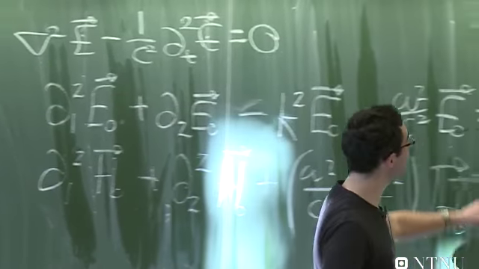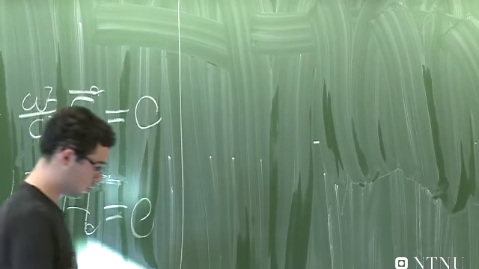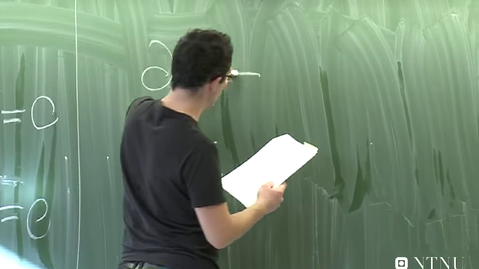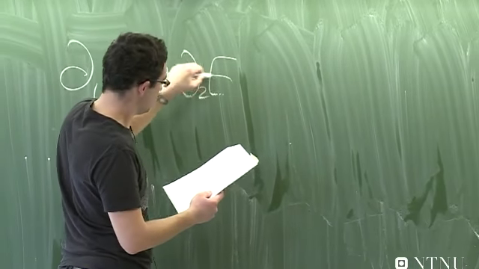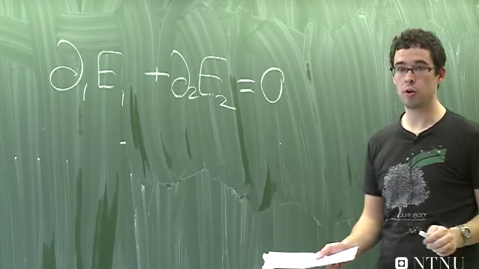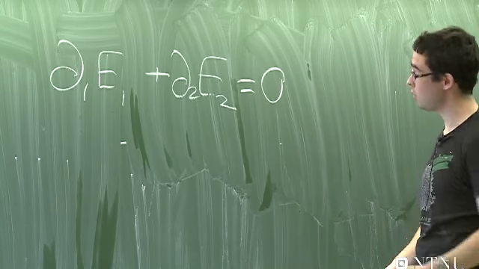If I set up the Gauss law, it will look like the following. d1 E1 plus d2 E2 is equal to 0. This must be so because it's supposed to be a transverse electric and magnetic wave, so there's no E3, right?